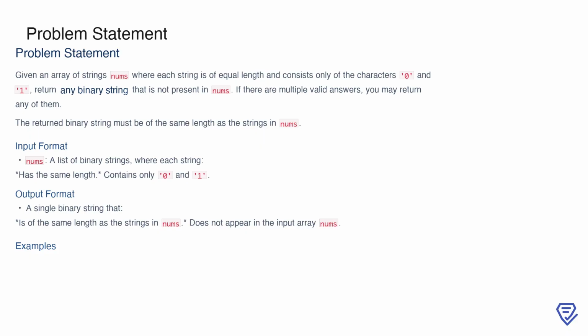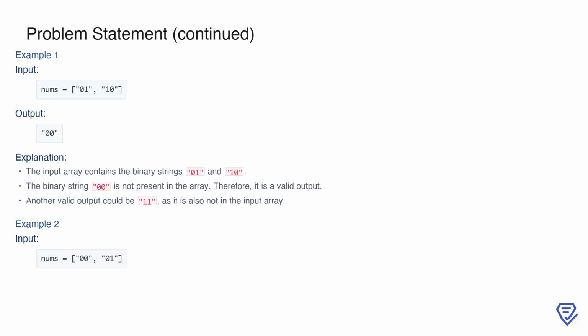However, the binary string we return must have the same length as the strings in nums. For example, if all strings in nums are 2 characters long, the output string must also be 2 characters long. This ensures consistency between the input and the result. Let's look at the first example to better understand the problem.